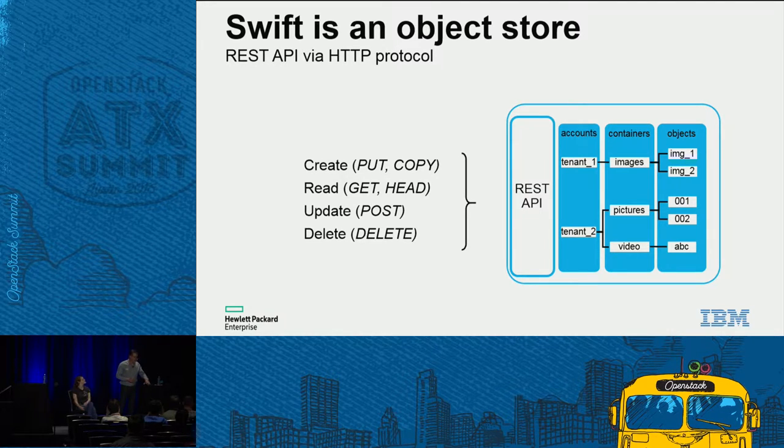Swift is not a file system. It's not a hierarchical file system. It has a very shallow naming hierarchy. Objects are grouped into containers. Containers belong to accounts. And in the context of an OpenStack environment, those accounts have a one-to-one mapping to Keystone tenants. And Swift is perfect for storing blobs of unstructured data. So maybe it's a virtual machine image, photographs, media clips, whatever it might be. Swift's great for storing that stuff.